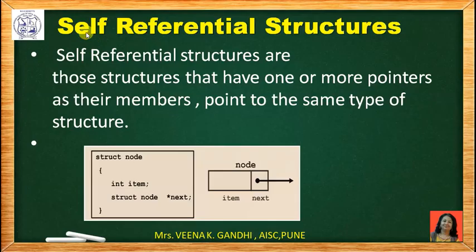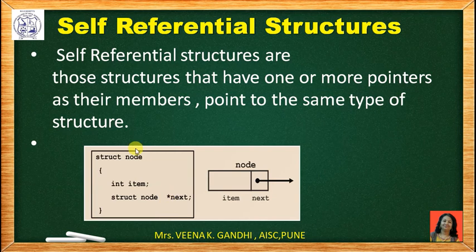Now next topic is self-referential structure. Self-referential structure means a structure which contains one or more members of type pointer, and these pointers point to the same structure or self structure. You can say a self-referential structure contains pointer members which point to the same type of structure.